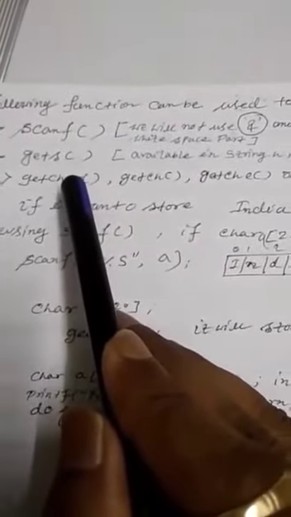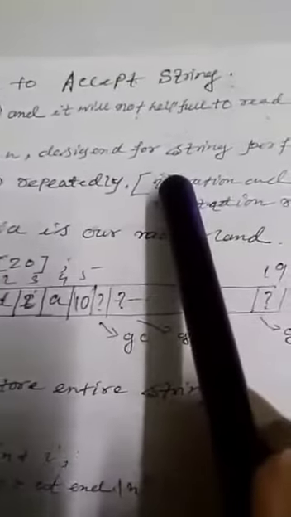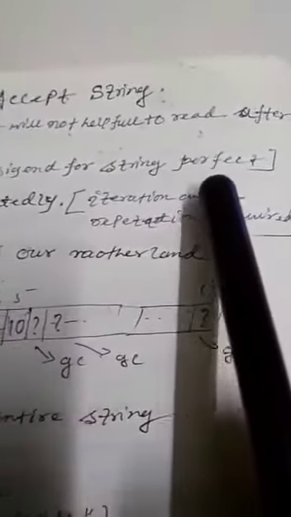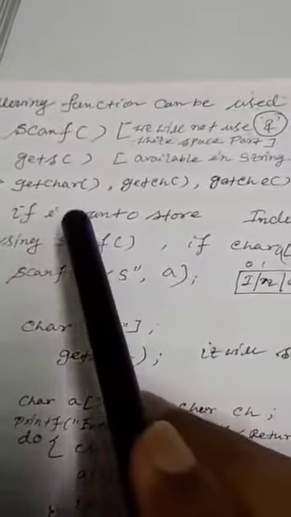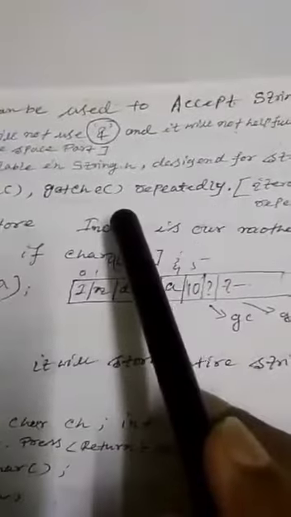Now what about gets? gets is a new function that you are listening to for the first time. It is available under the string header file and designed for strings, so it is perfect. Through this you can handle strings. There are some other functions available, like getchar and getch, which take only one character. To form a string with them you need iteration and repetition.